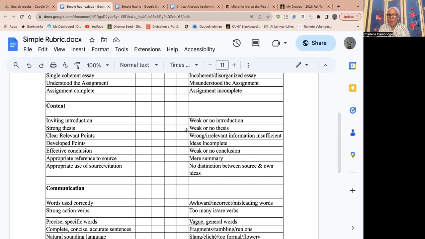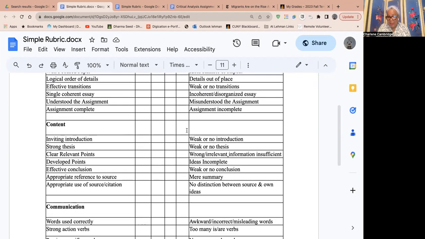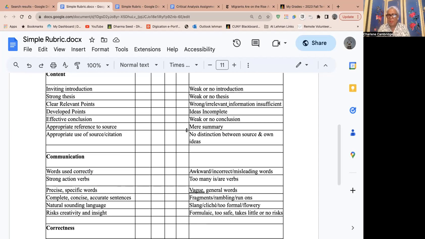You have clear, relevant points, right? The F of that, or the D side, says your information is wrong or irrelevant, it has nothing to do with it, or you have insufficient information. Effective conclusion, weak or no conclusion. Well, Americans just repeat the introduction. So there's something in our course materials that said going beyond the 5-paragraph essay, you can look at how to write a conclusion there.